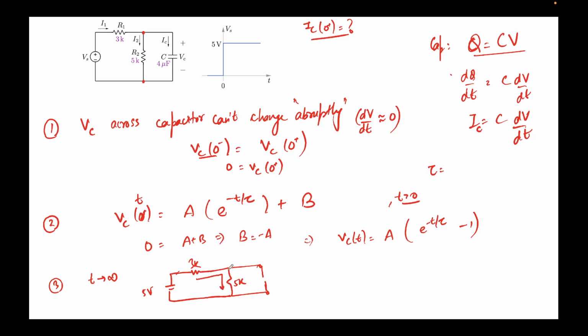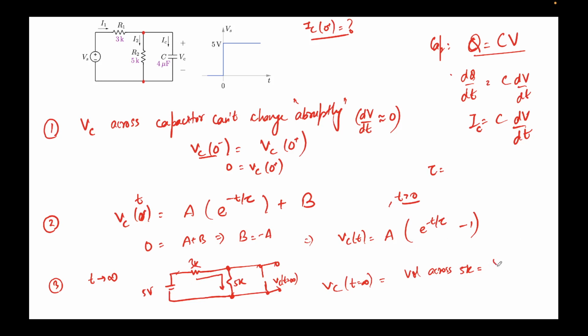Right? So we can see that V_C, the voltage here, V_C at t equal to infinity, will be nothing but the voltage across the 5k resistor, and we can evaluate this simply by using the potential divider.